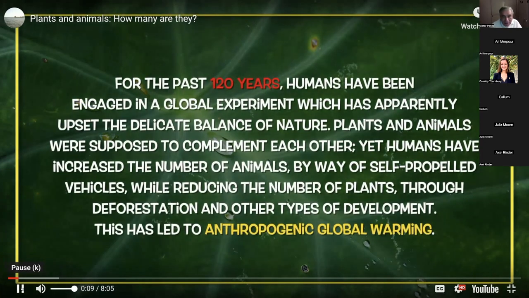For the past 120 years, humans have been engaged in a global experiment which has apparently upset the delicate balance of nature. Plants and animals were supposed to complement each other, yet humans have increased the number of animals by way of self-propelled vehicles while reducing the number of plants through deforestation and other types of development. This has led to anthropogenic global warming.